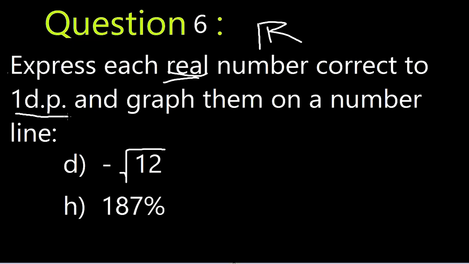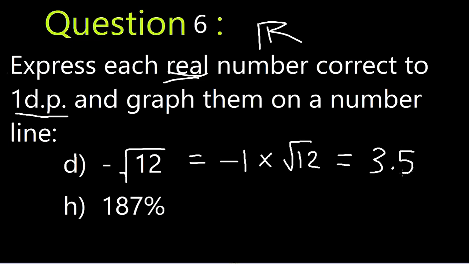Okay, so let's get into D. Negative root 12. Now this negative is the same thing as writing -1 times root 12. Now, that looks a little bit easier because we know how to do the root 12. We put that into our calculator and we get 3.464101615. Now that's a bit long, so remember to round this to 1 decimal place. We get 3.46, so we're going to change that to 3.5. Now that's so we have 1 decimal place.